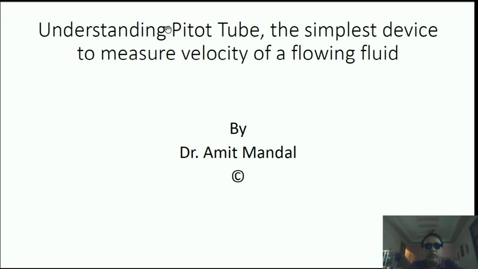Hello students, today we are going to learn about the Pitot tube in a very simple way. A Pitot tube is the simplest device by the help of which you can measure the velocity of a flowing fluid at a point. And simply we are going to learn about this thing.